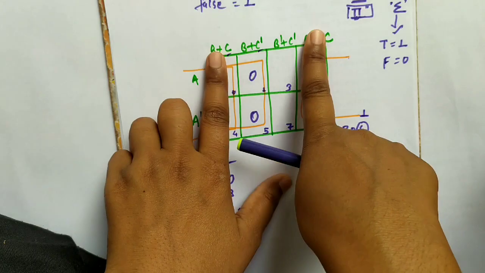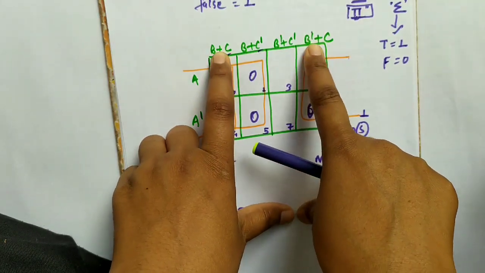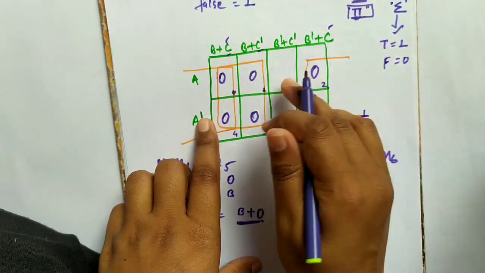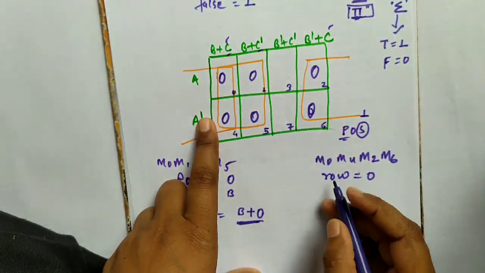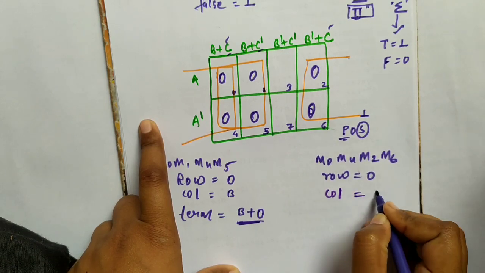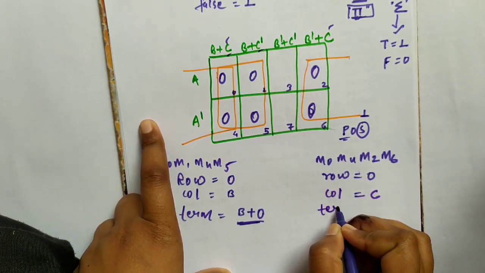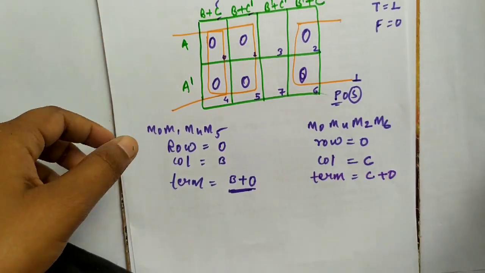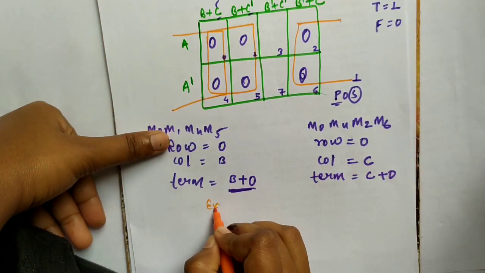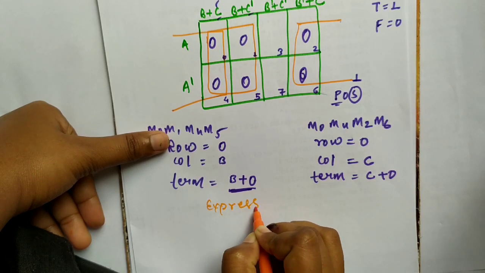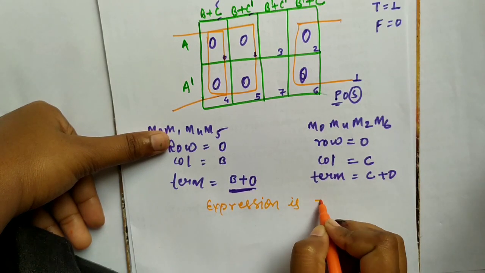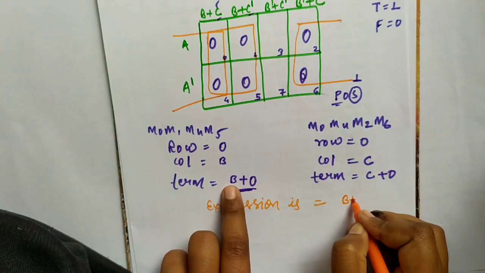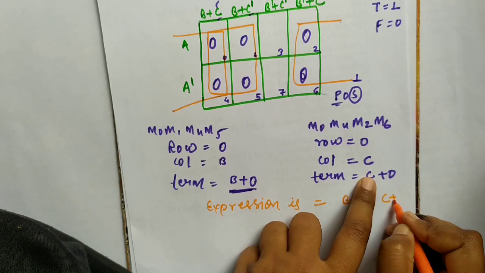For the column, that is B plus C, B dash plus C. Here C is common for those values. So the column, that means C. So again the term is C plus 0. So the expression is that: the first term is B plus 0, the second one is C plus 0.